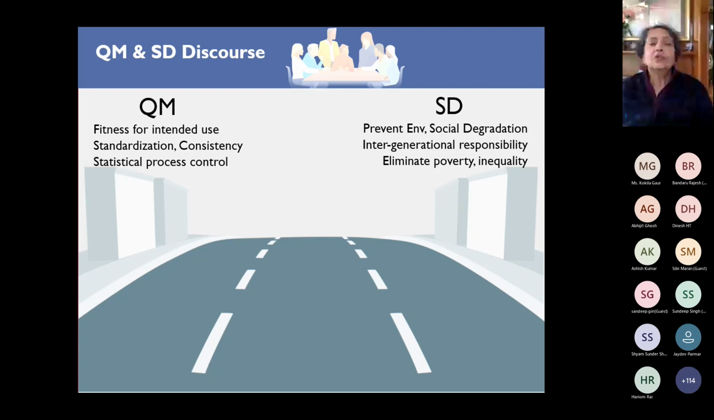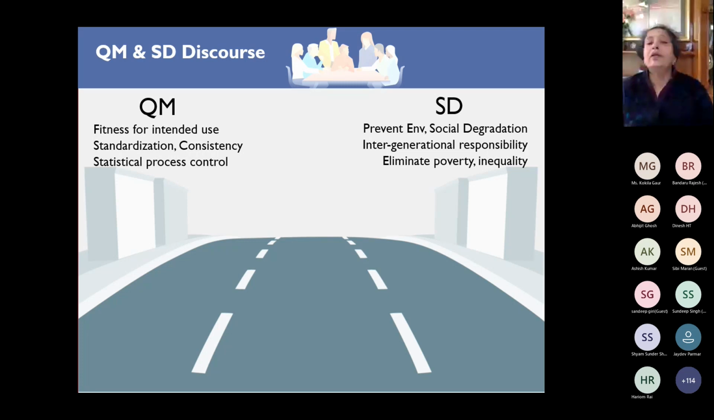Moving on to the sustainable development discourse, the issues that we talk about are quite different from what we have talked about in quality management so far. The main issue in sustainable development that we are discussing nowadays, especially after our views post-COVID, is that we are looking at health and environment and related issues in a much different way.